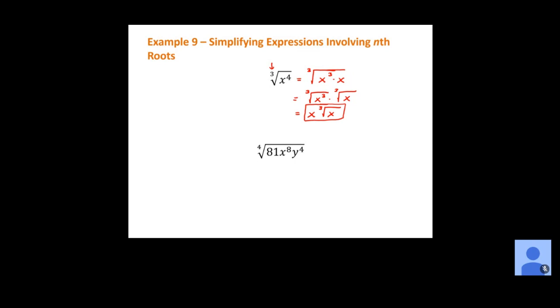So again, always look at your index, create groups that are that large. So in this case, it was a 3, so I created x to the 3rds. Right? And then whatever's left over, that's going to have to stay on the inside. Whatever we can bring out, we're going to bring out. Any questions on that one now?